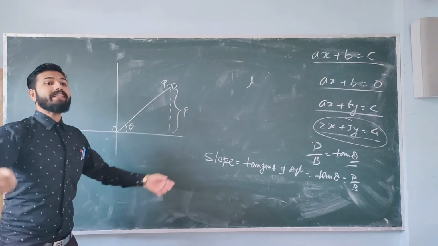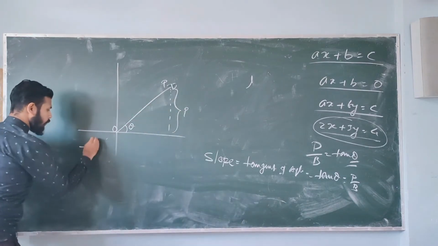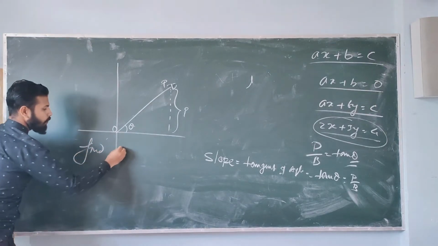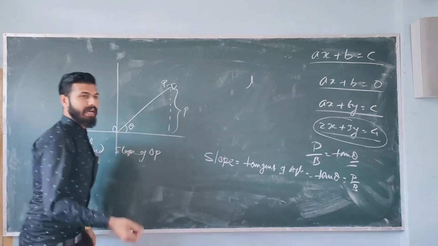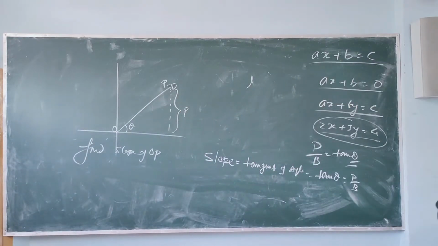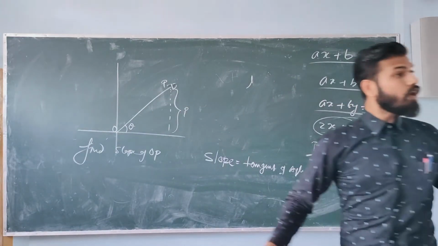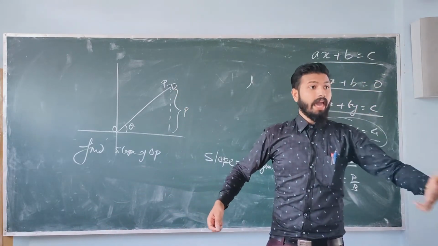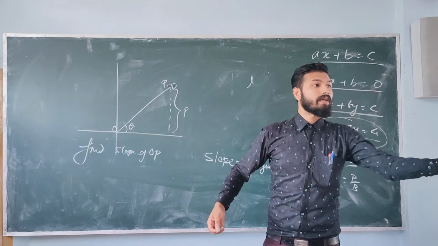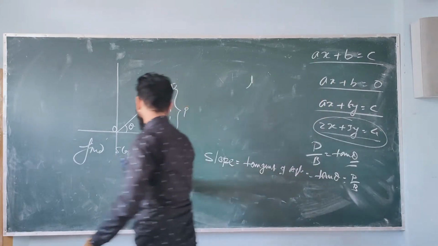So you are asked to find the slope of OP. Find slope of OP, it says. Now how will it be found? How to find slope? I already told you, what is slope? Slope is nothing, it's the ratio perpendicular by base. And perpendicular by base means what? Tan theta. That means slope of OP.